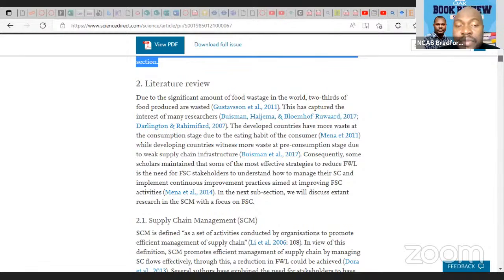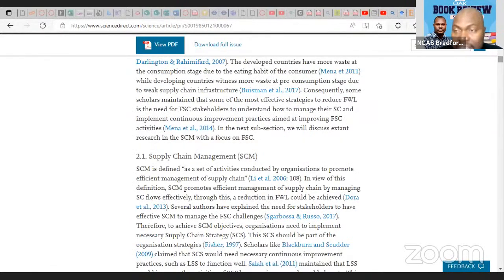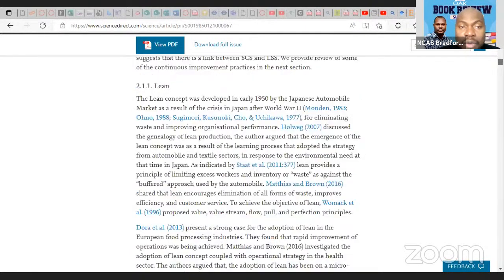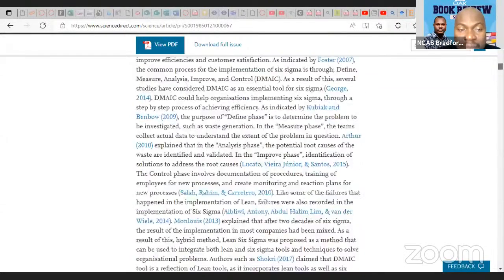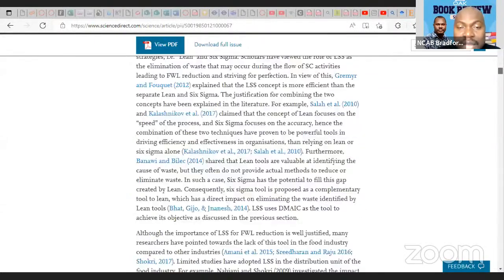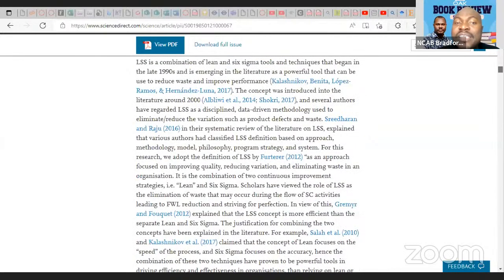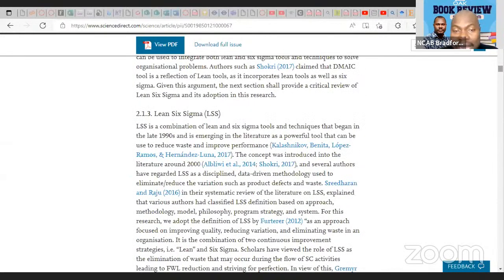You can see the literature review. I started by looking at what is supply chain, what is Lean, Six Sigma, and Lean Six Sigma as well. So you can read this paper. You will see the way I was actually debating here. For example, let me show you an example.